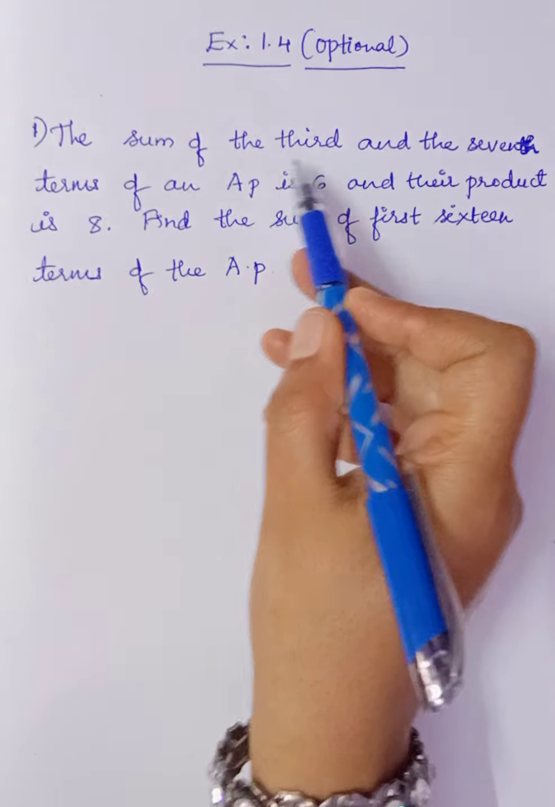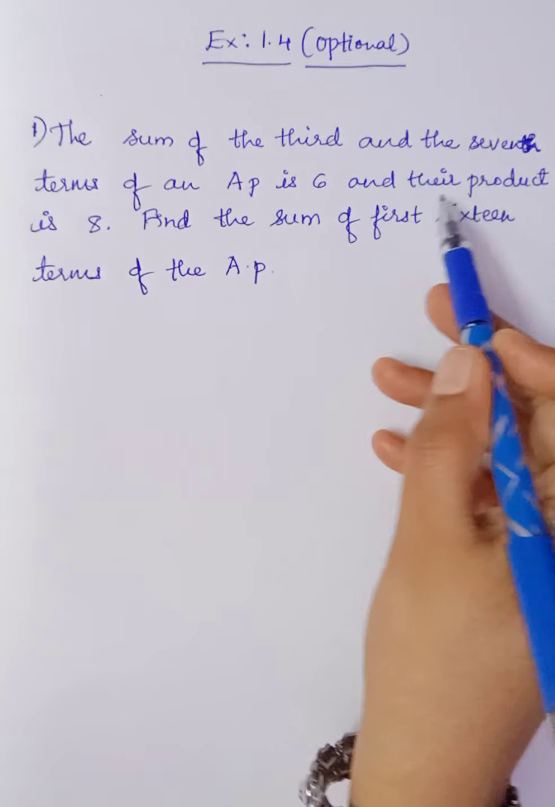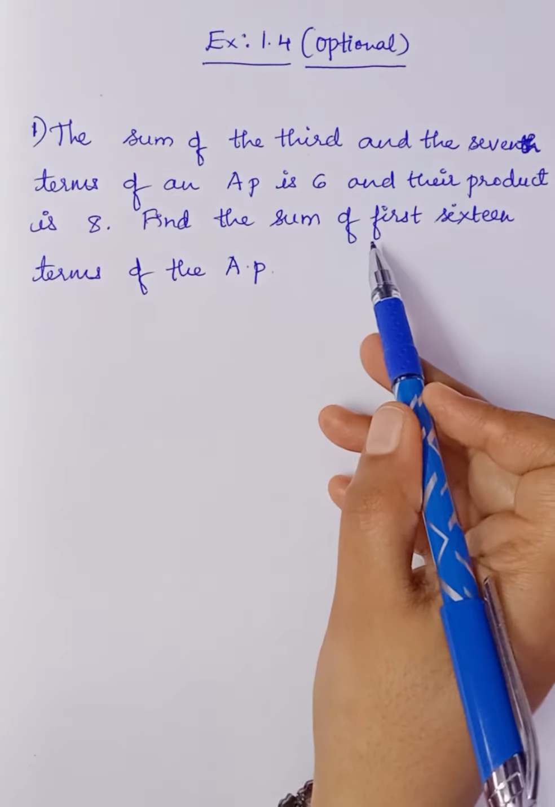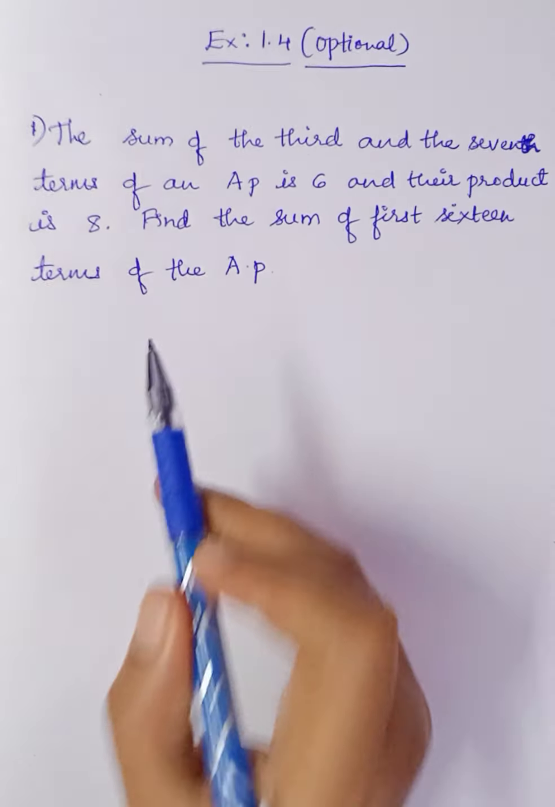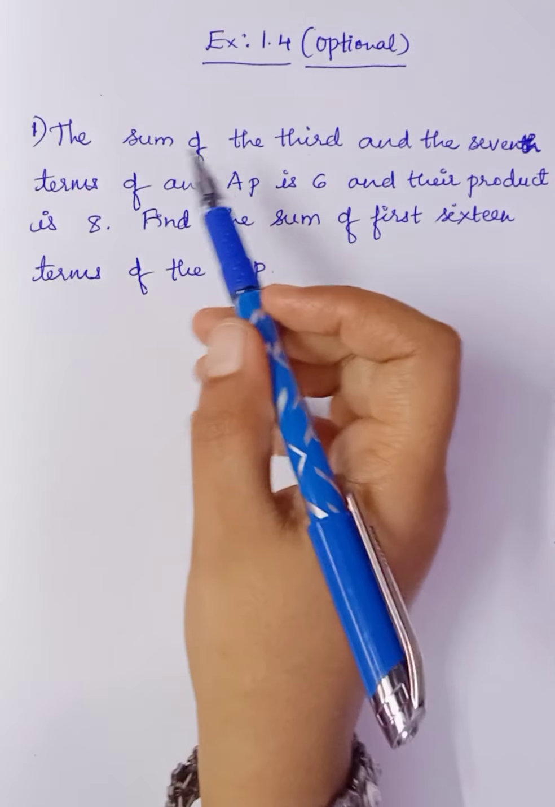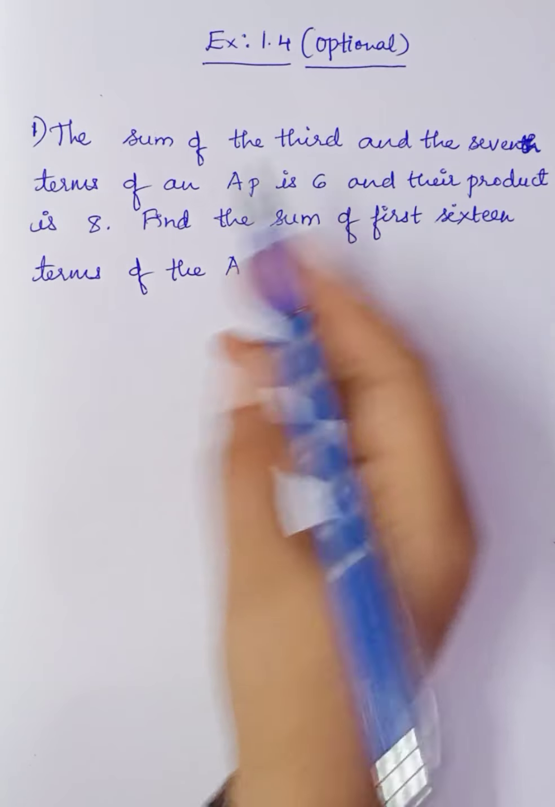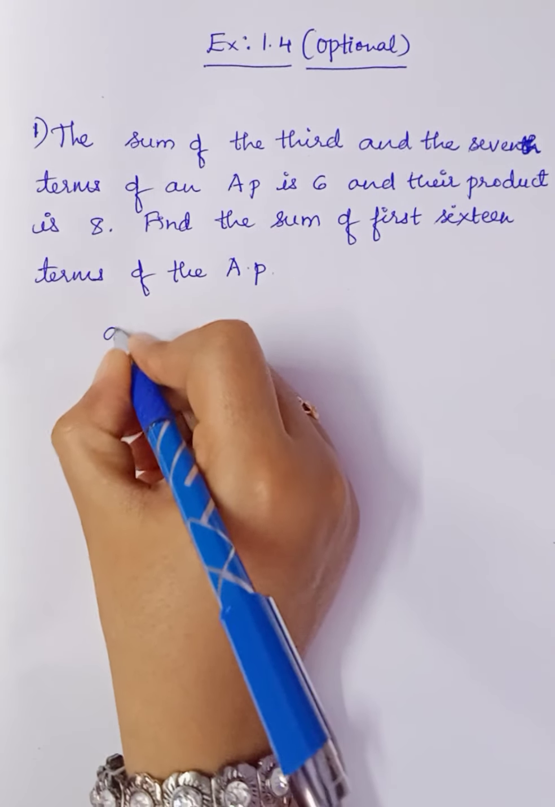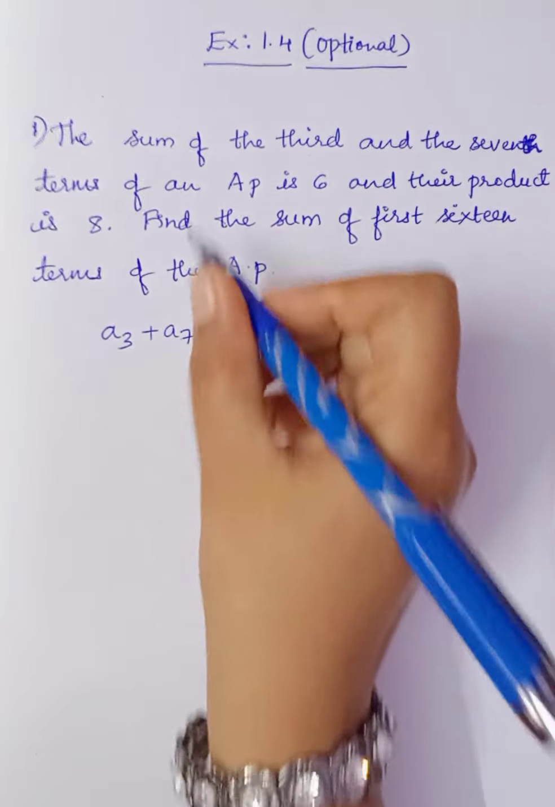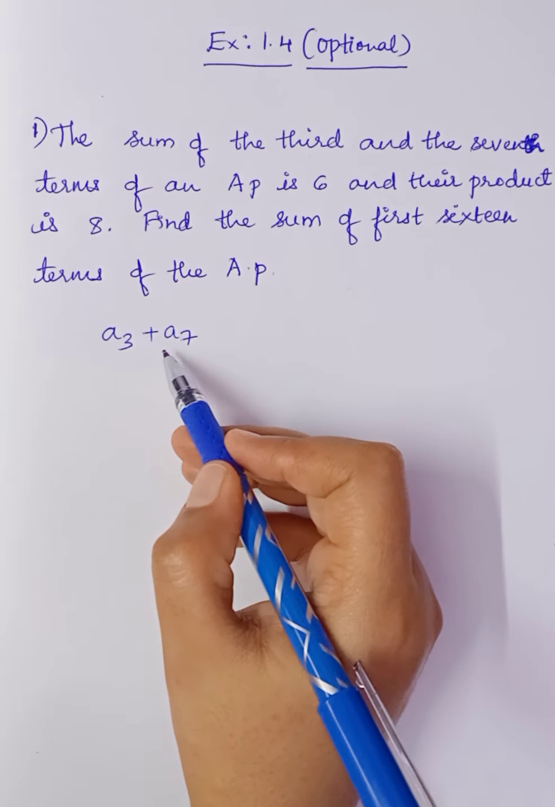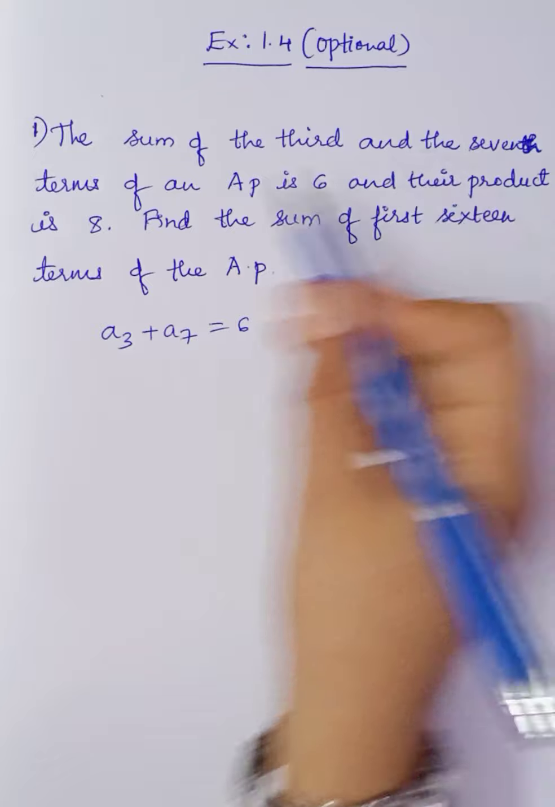The sum of the third and seventh terms of an AP is 6 and their product is 8. Find the sum of first 16 terms of the AP. Okay, what things are given? The sum of third and seventh term. Third in the sense A3, seventh in the sense A7. Now they have said sum, so I have written A3 plus A7 is equal to 6.